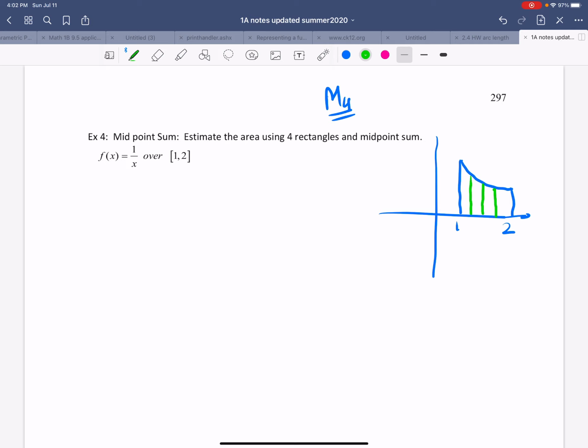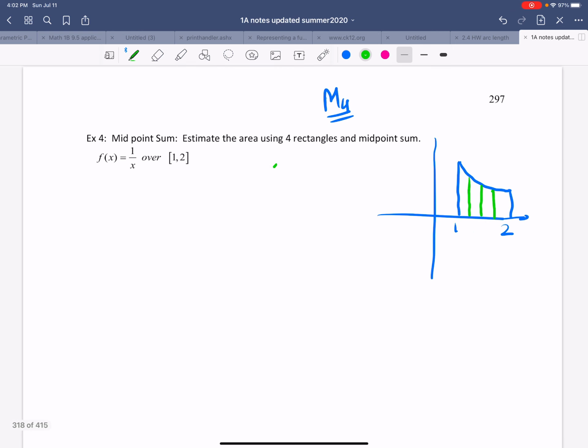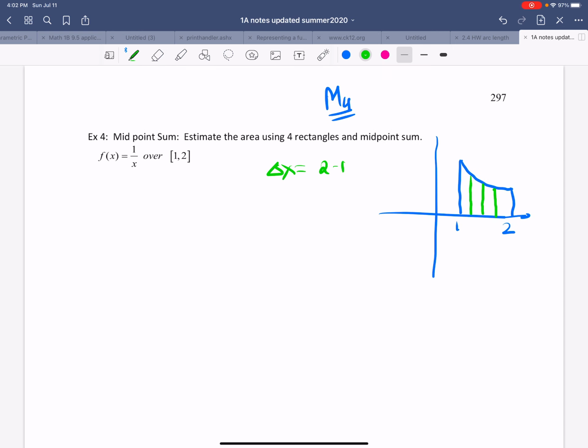That means we want to use the midpoint as the height of the rectangles. First of all, what's going to be the width of each rectangle? Delta x. This is a to b. That's always b minus a divided by n. How many rectangles? So b minus a divided by n is equal to delta x. So delta x equals 2 minus 1 over n.